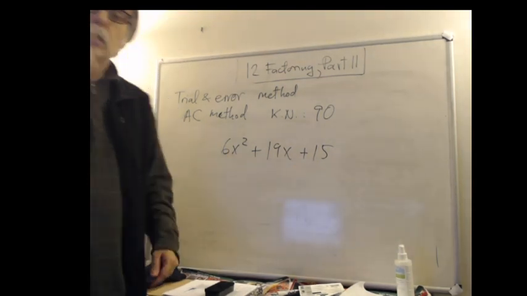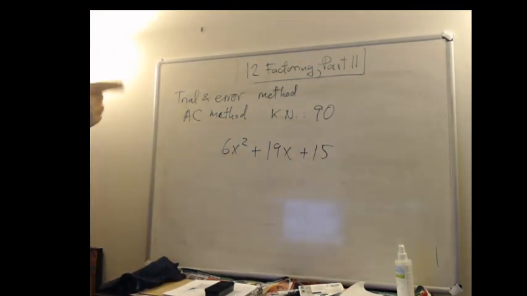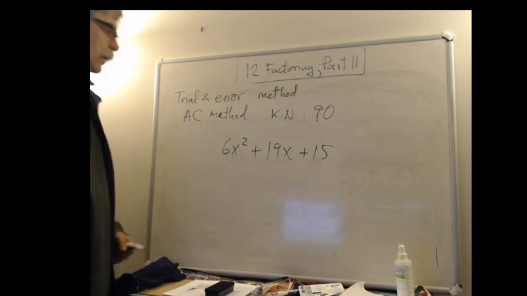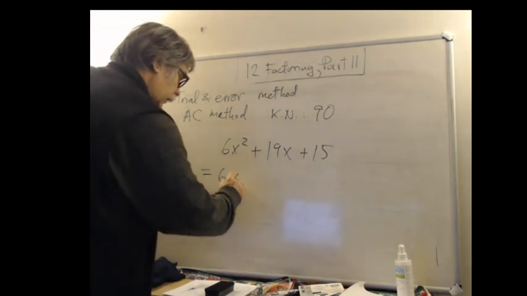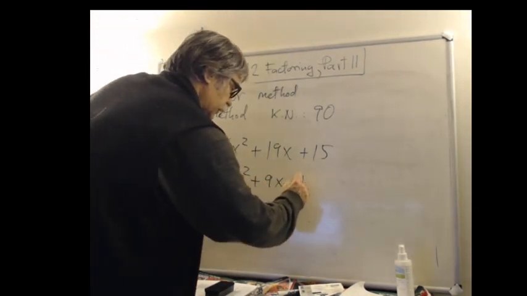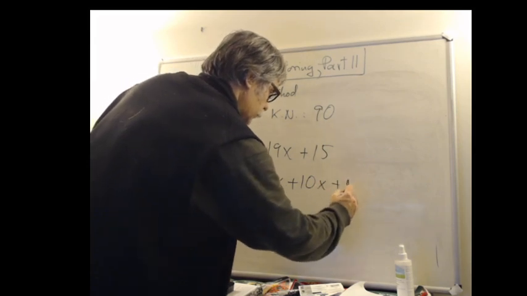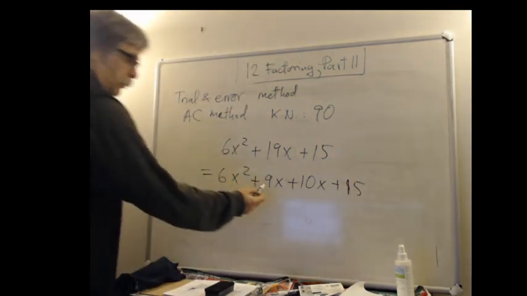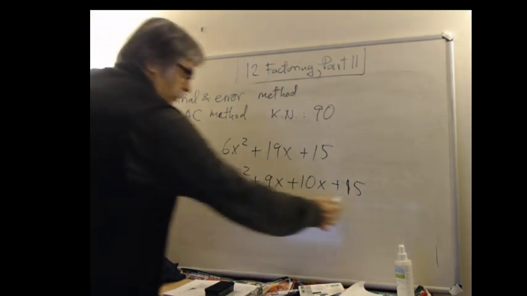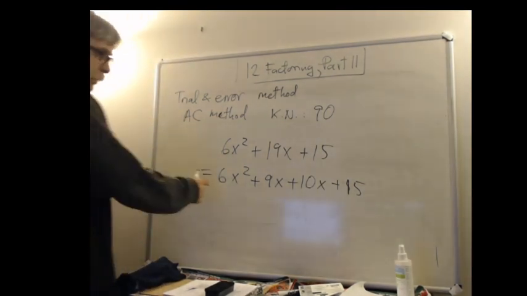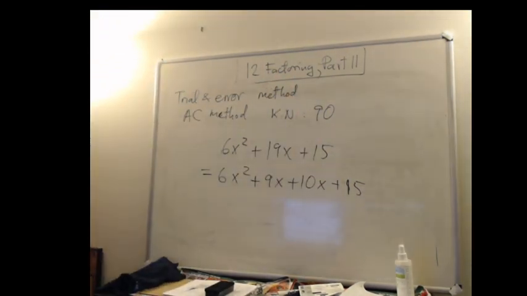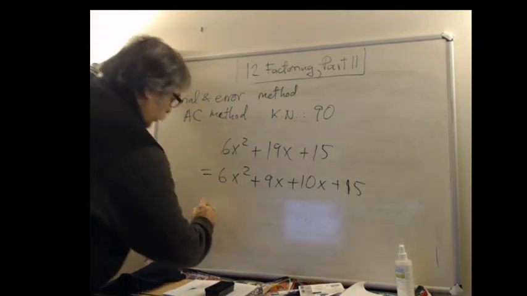How do you get this one? 1 times 15, 15 times 1. Now God forbid if I have a negative here, then it would be who knows how many options. But there's a method of peanuts here. So I got 6x squared plus 9x plus 10x plus 15. Why? Because the product of 9 and 10 is 90, and the product of 6 and 15 is 90. So 9 times 10 has to be AC, which is 90. So it works beautifully.